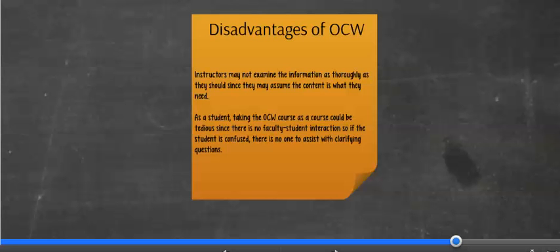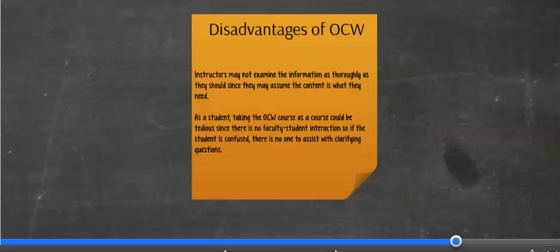Some of the disadvantages of the OpenCourseWare course is that instructors may not examine the information as thoroughly as they should since they assume the content is what they need. The instructor can actually go in and take some of the content and not all of it, and that could also influence the assessments and whether or not all of the questions that the students are being asked are properly being identified.